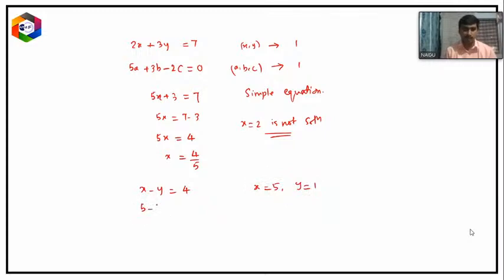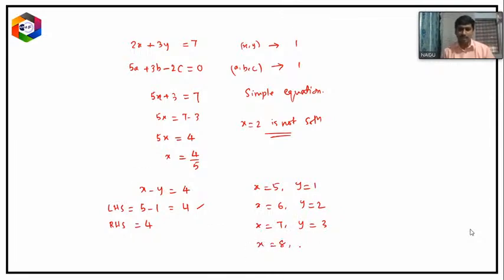Let us substitute it. 5 minus 1, which will be 4. That means LHS 5 minus 1 is 4 and RHS anyway is 4. So x equal to 5, y equal to 1 is one possible solution for this. Is it the only solution which satisfies? No. Yesterday we have discussed it. There are infinitely many x and y values which satisfy it. For example, x equals 6 and y equals 2 satisfies. So x equal to 7, y equal to 3, 7 minus 3 satisfies. Likewise, x equal to 8, y equal to 4. So you can give as many solutions of x and y as you like which satisfy the given equation. Therefore, these are all possible solutions of the given linear equation.